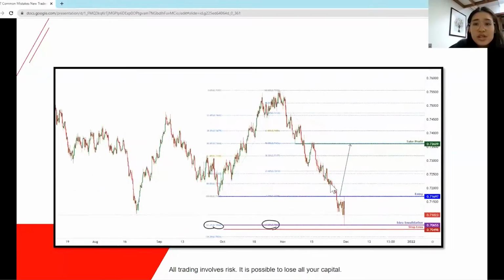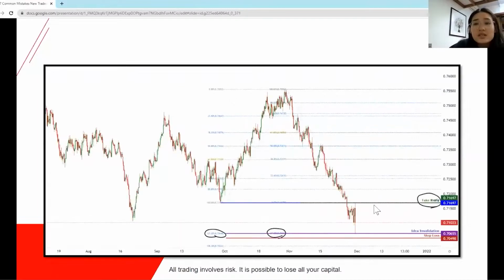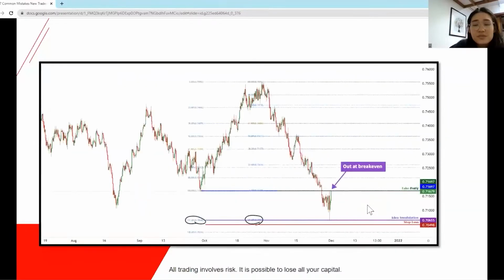You can see price actually broke out of our entry and headed towards our idea invalidation or stop loss. But thanks to our idea invalidation, it prevents us from being stopped out. So what do we do? We move our take profit towards our entry. And then we see that we actually make break even over here. So we get out at break even.